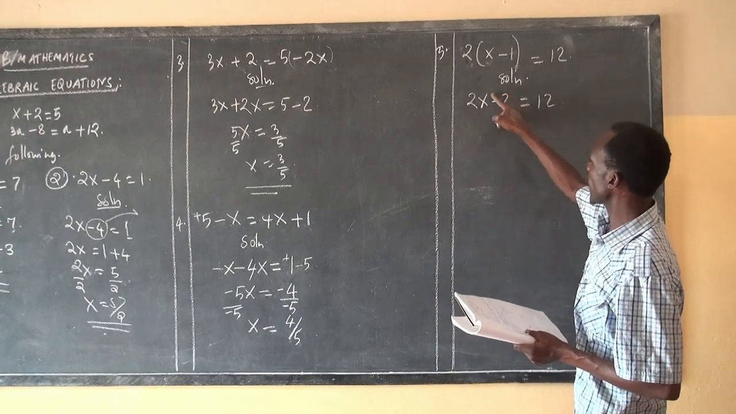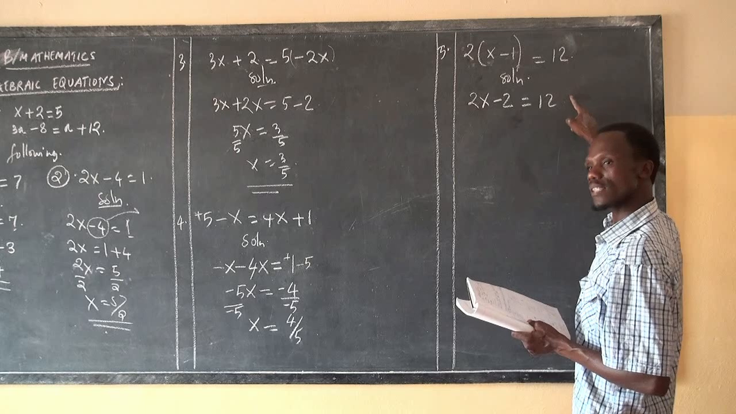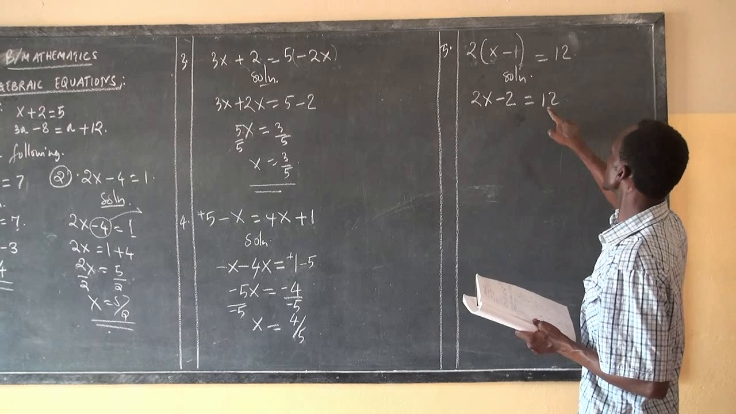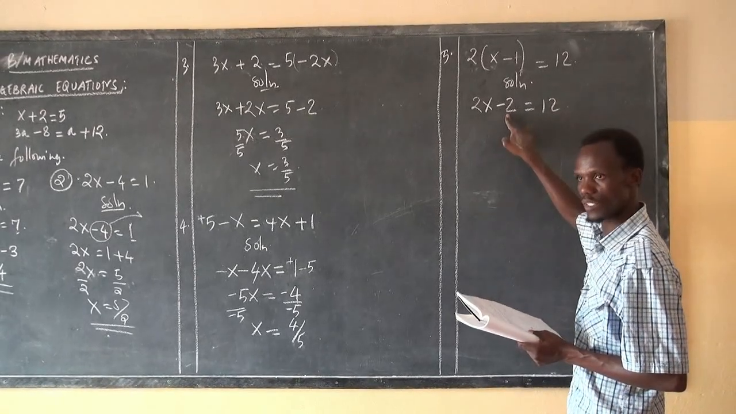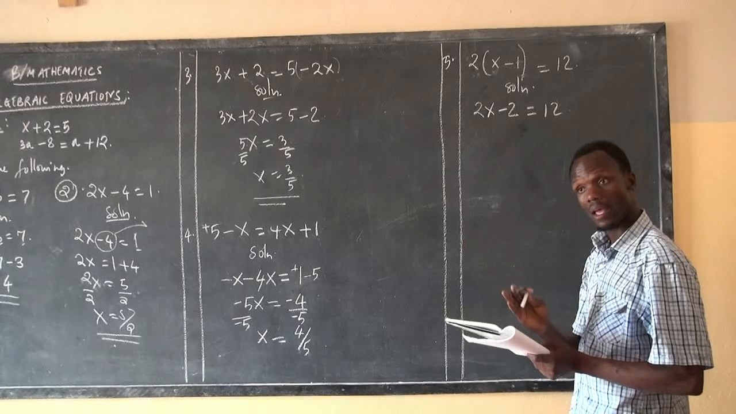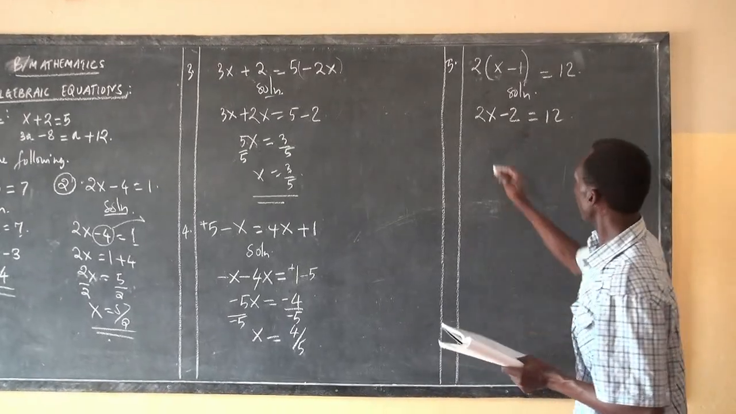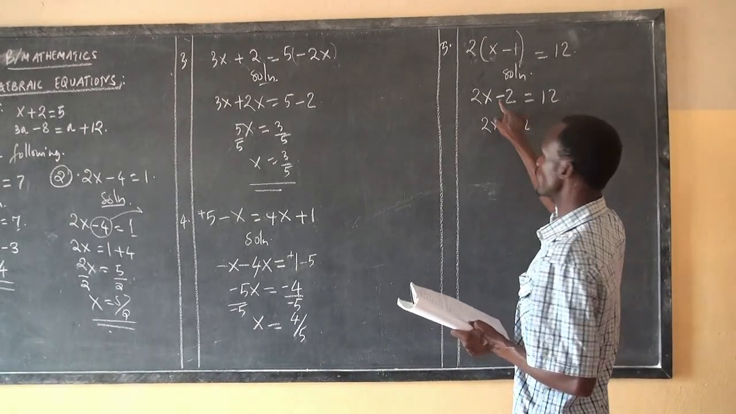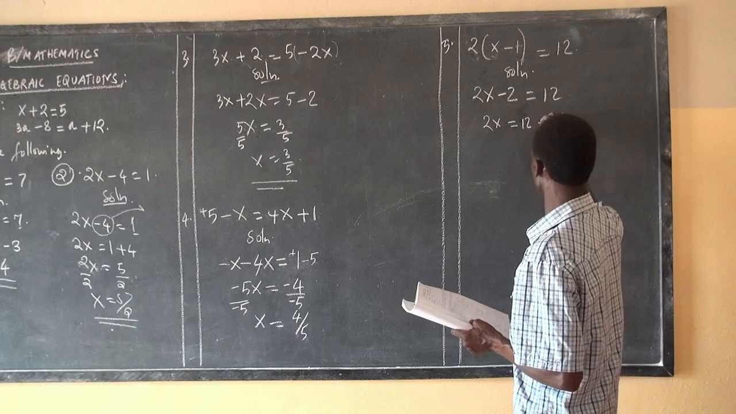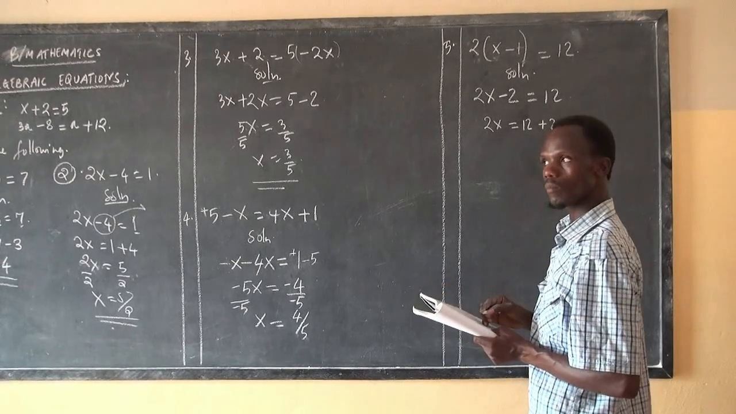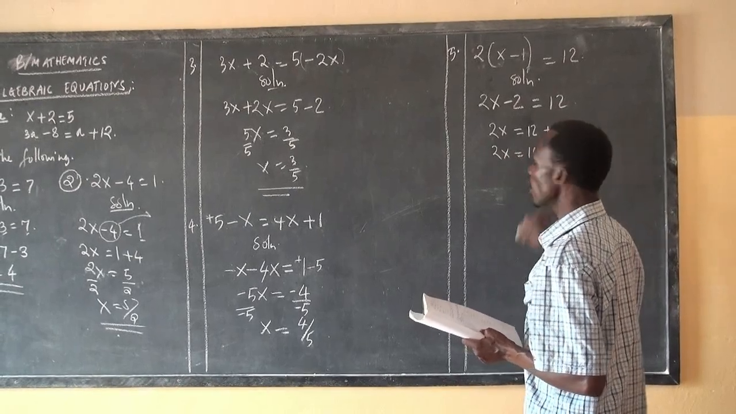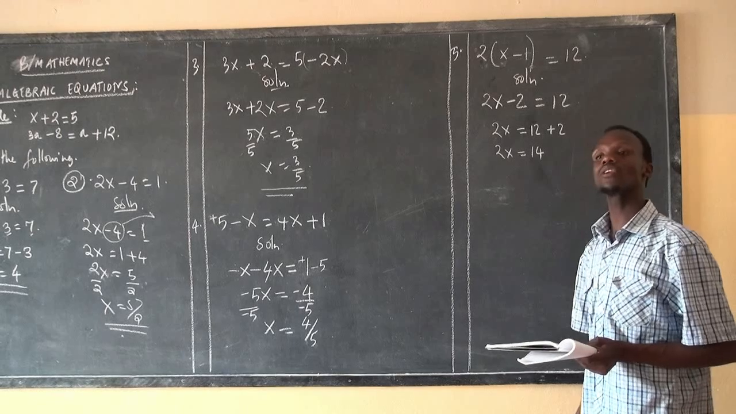Now, this negative is taken to the other side. Why have we taken it to the other side? Because 12 and negative 2 are like terms. Now we have to put them together. Now we have 2x is equal now to 12. If now it was negative, it becomes what? Positive 2. Now we have 2x is equal to 14. But we are looking for the value of x and not 2x.